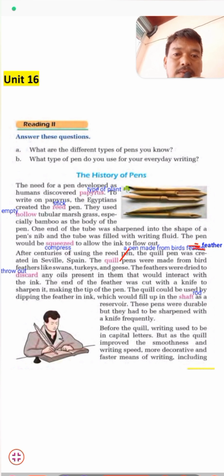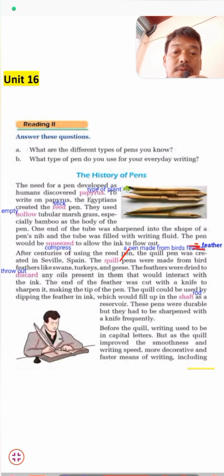So these birds' feathers they used to make the quill pen. The feathers were dried to discard any oil present in them, which could interact with the ink. Discard means throw out. Students, they dried out the feathers so that the oil would be removed from the feathers and so that it could not react with the ink.